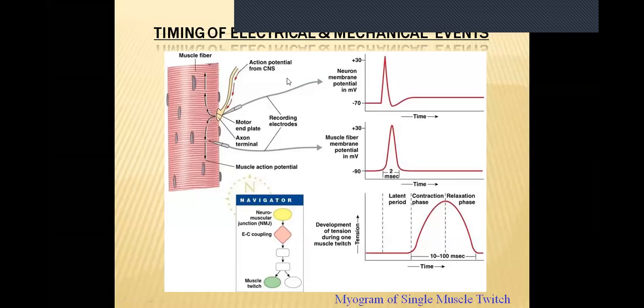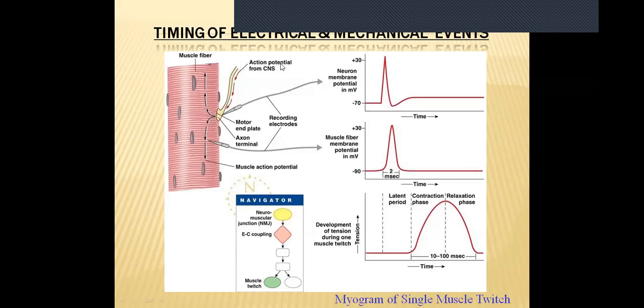In muscle contraction, three events will take place. Two are electrical events, one is a mechanical event. First electrical event is that the membrane potential will change in this nerve fiber. When the action potential from the central nervous system has not reached this motor end plate, the potential of this motor end plate will be minus 70 millivolts. Minus 70 millivolts potential will be there.